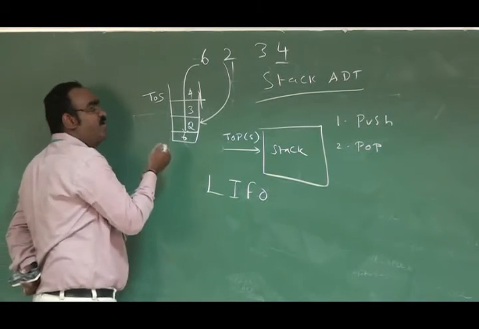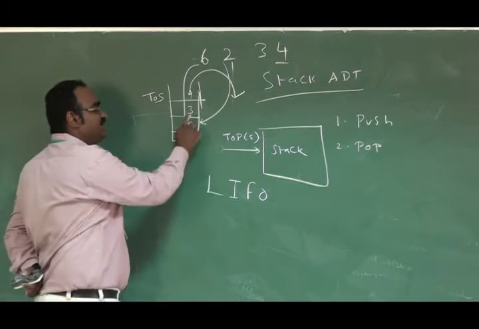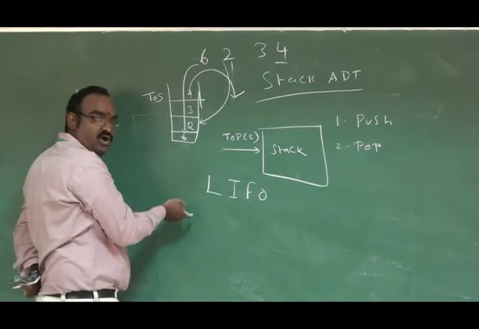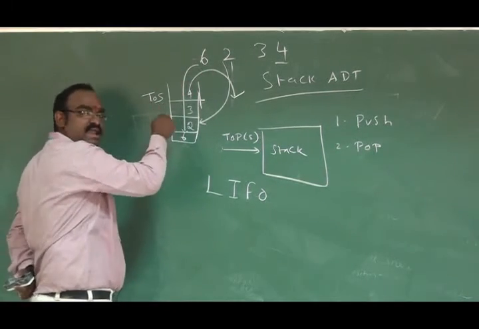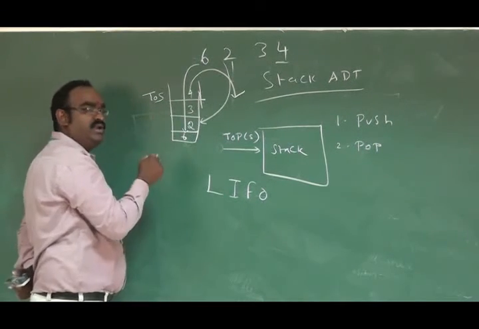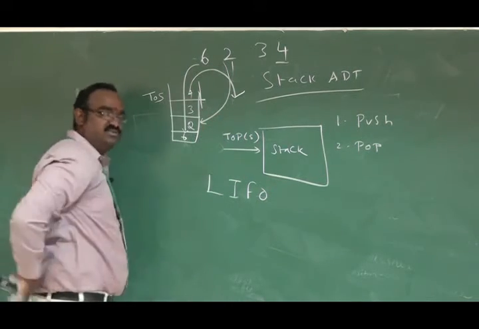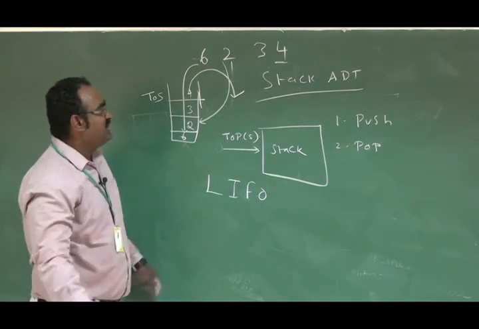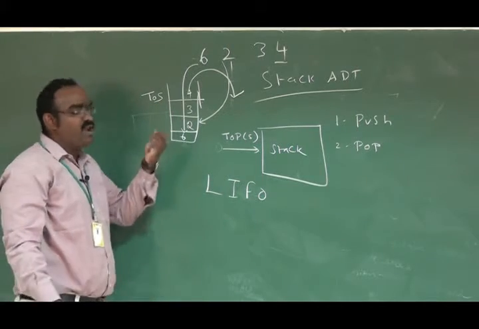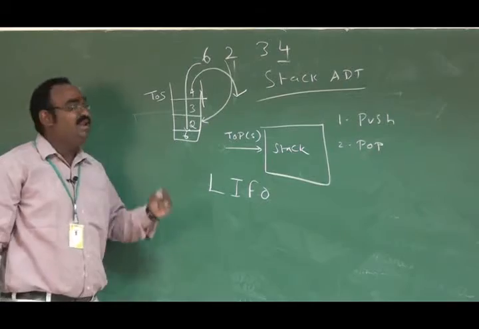Now we are performing pop. This 4 is going to be extracted from the stack first, then 3, 2, 6. So what happens is last in, first out: the lastly inserted element is extracted from the stack first. 4 was inserted last, but when you perform the pop operation, 4 is the first to go out of the stack. A stack is very easy to implement via a linked list. Push and pop are the two operations, instead of insertion and deletion in a linked list.